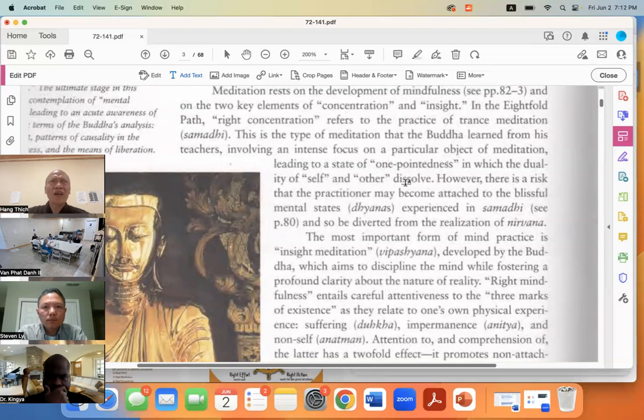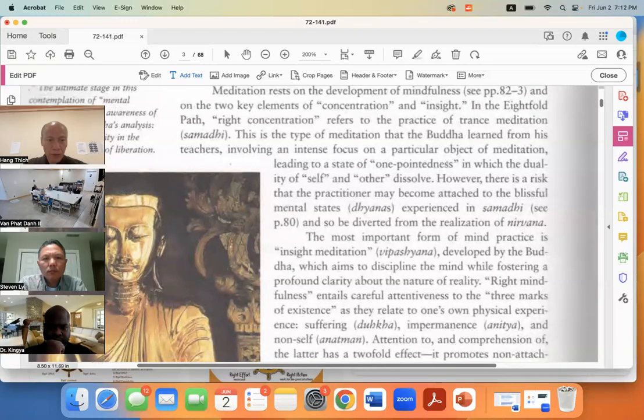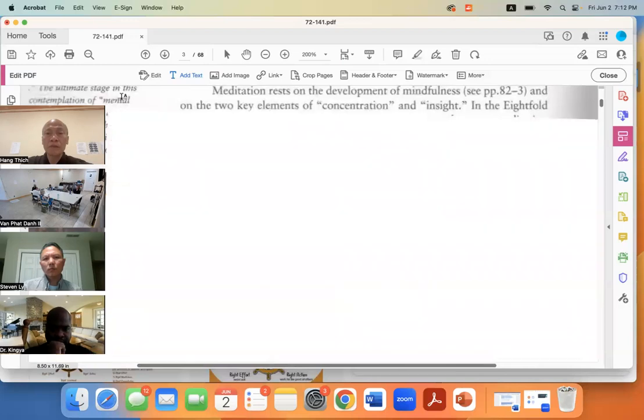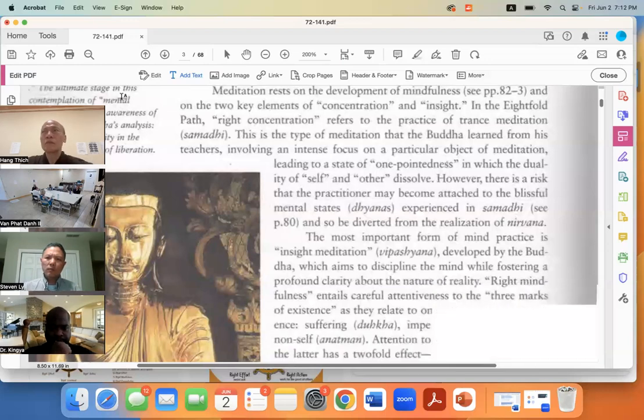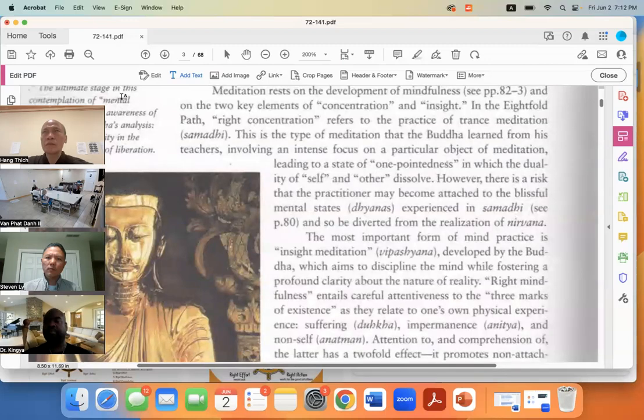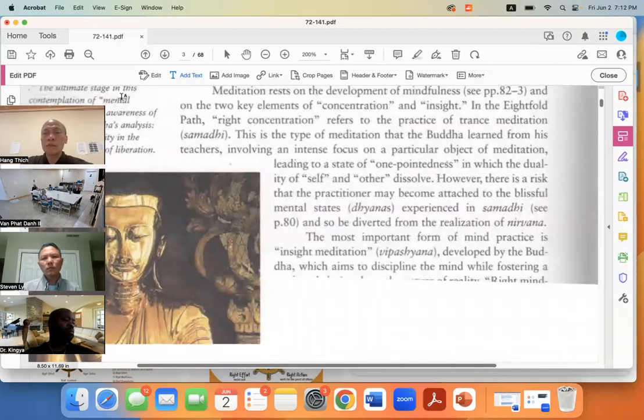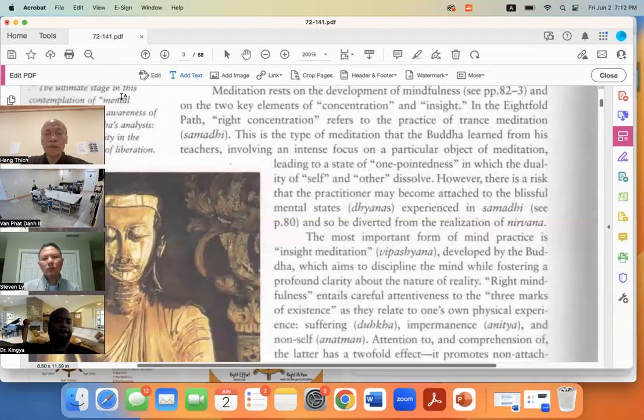There are two main categories. One is the one-pointed concentration, which we practice here tonight, which is just the breath meditation. And then insight meditation, which is based on the Buddha's four foundations of mindfulness. It's a contemplation exercise. So anyways, those are the two main categories.